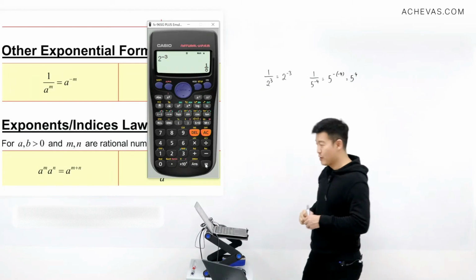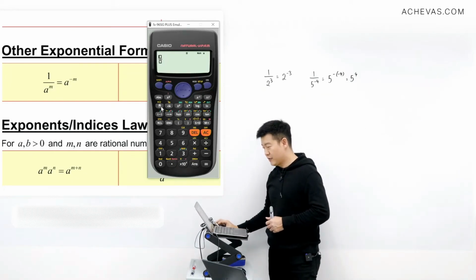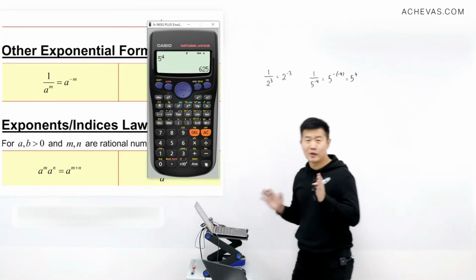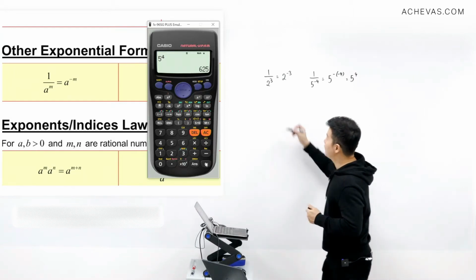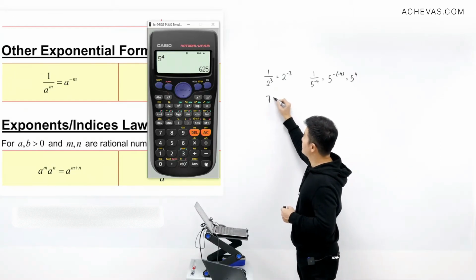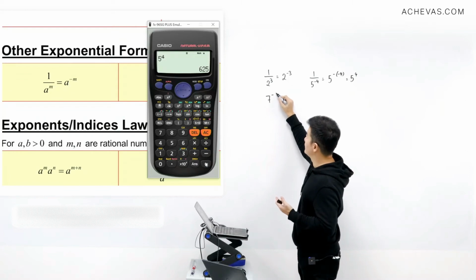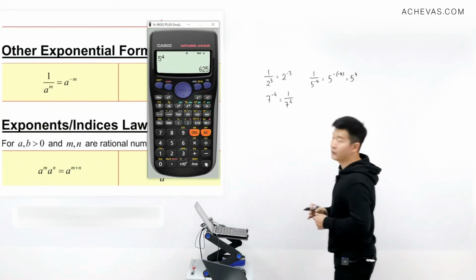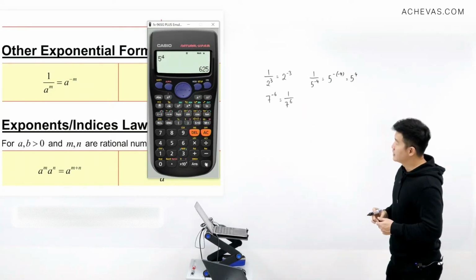Let's do a quick numerical verification. If I press it in as 1 over 5 to the power of minus 4, let's see what we're going to get. 625. Okay, 625, is this the same as 5 to the power of 4? This is equal to 625, which means that if I have something like 7 to the power of minus 6, this is going to be the same as 1 over 7 to the power of 6. This is one of the forms.